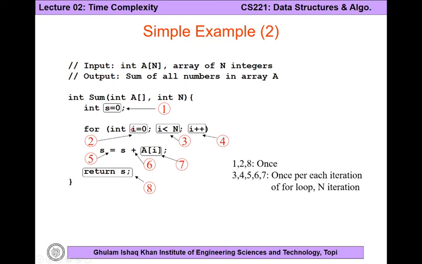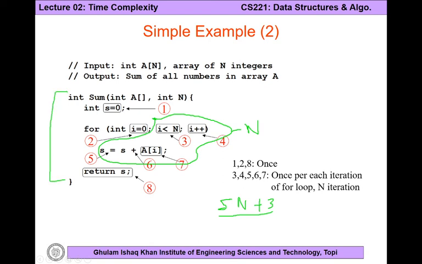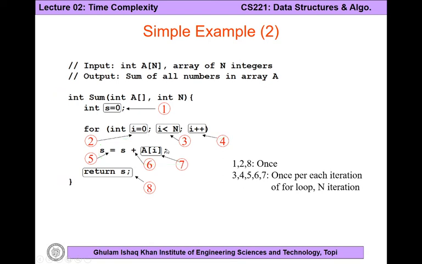So this piece of code will be executed n times. This makes our equation 5n plus 3. Now this equation represents the number of steps that this piece of code is going to consume, right? So this is the function f of n equal to 5n plus 3.